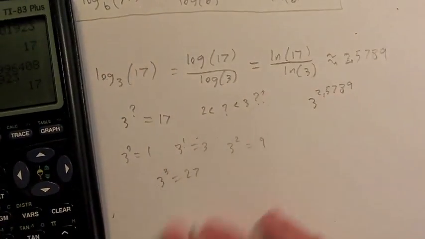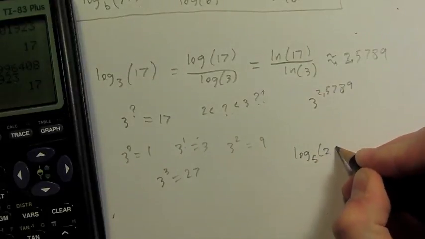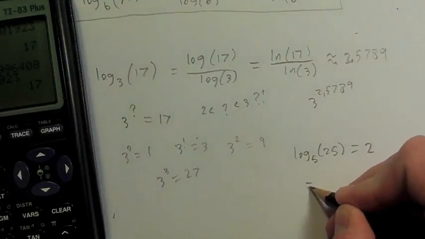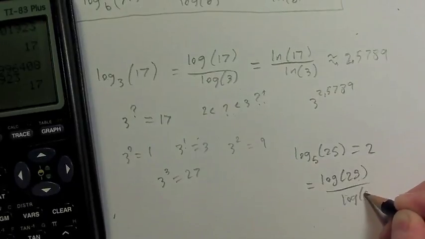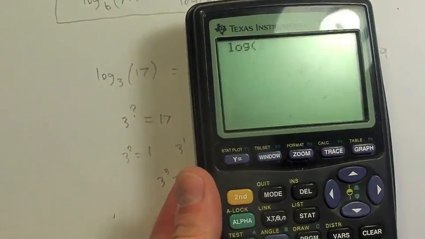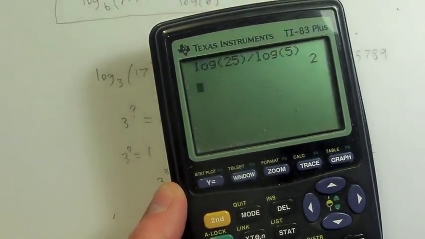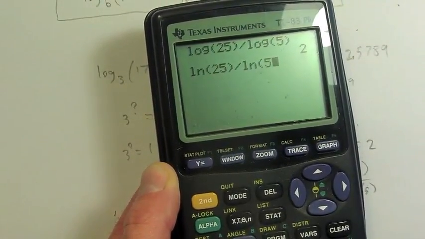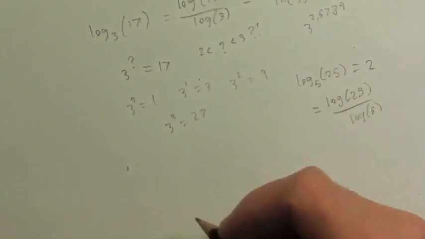Let's see if this actually works on ones we know. If this is actually true, that means log base 5 of 25, which we know is 2, should equal log of 25 over log of 5. Let's try it. Let's do log 25 over log 5, and we got 2. Look at that. ln of 25 over ln of 5, 2. Okay, let's do another one.